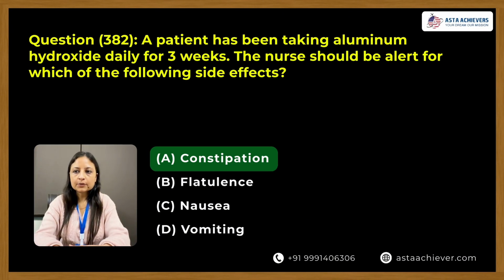Question number 382. A patient has been taking aluminum hydroxide daily for 3 weeks, and the nurse should be alert for which of the following side effects? Option A, constipation. Option B, flatulence. Option C, nausea. Option D, vomiting. So option A, constipation is the correct answer.